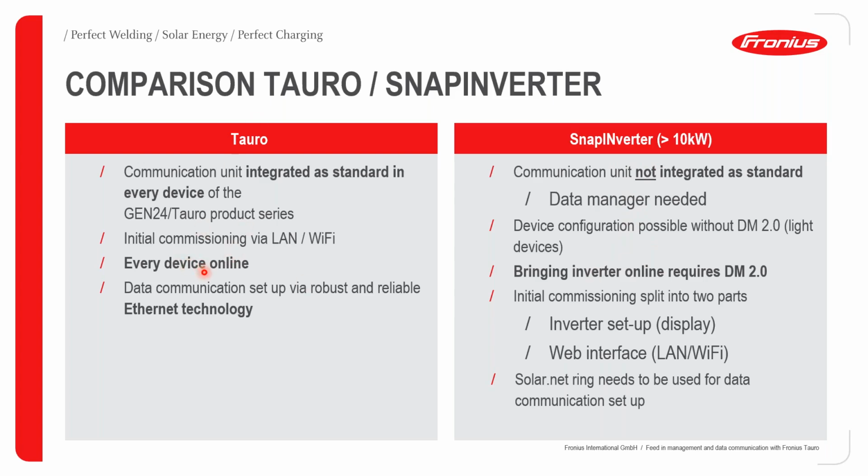For the Tauro, every device is online because every device has a pilot card. For the SNAP inverter, bringing the inverter online requires a data manager. For the Tauro, data communication is set up via robust and reliable Ethernet technology. And for the SNAP inverter, your initial commissioning is basically split into 2 parts, where you have your inverter setup, which is on a display, and your web interface, which is via LAN or wireless LAN. Also, your solar.net ring needs to be used for data communication setup.